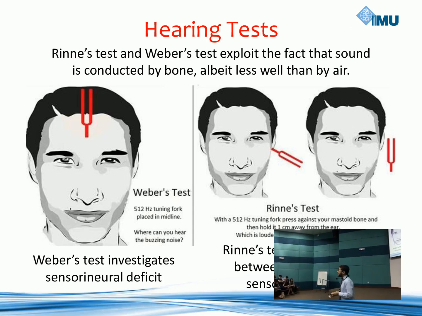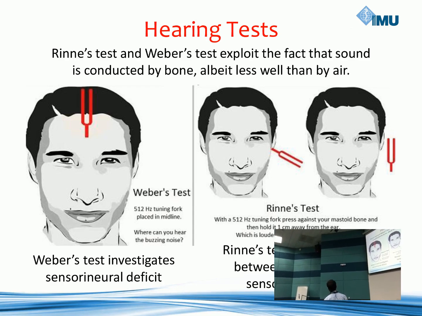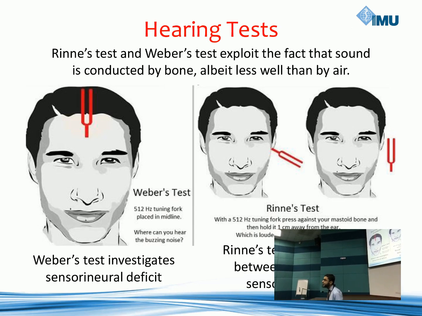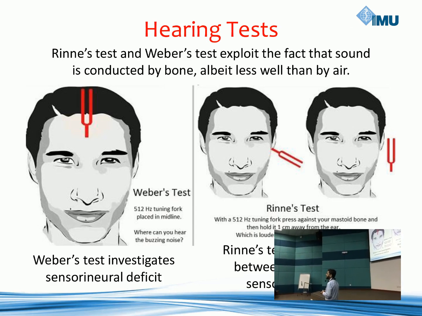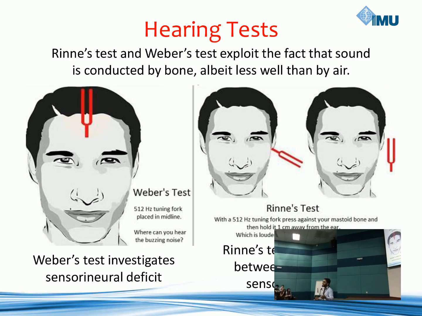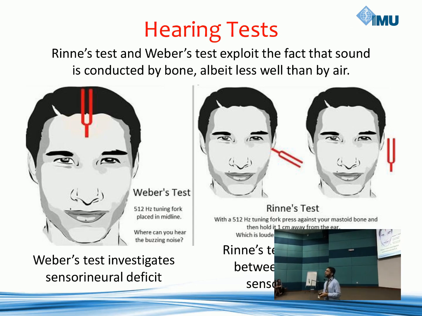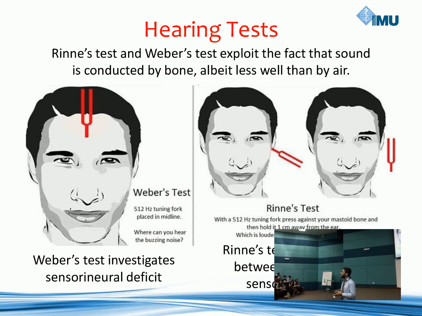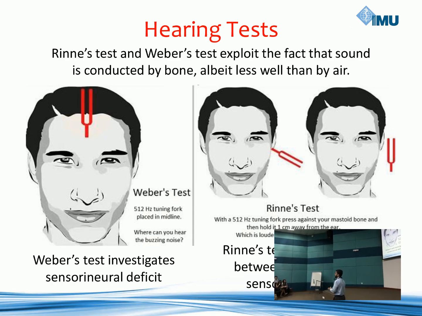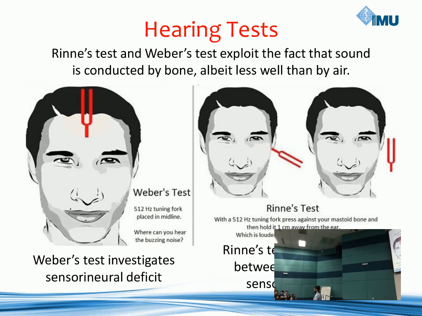Okay? If there is sensory neural deafness, for example, on the right side, the patient will say, I'm hearing best on the left side. Okay? If there is conductive deafness on the left side, would it make any difference in the Weber's test? Okay, theoretically it should not, but it does practically.